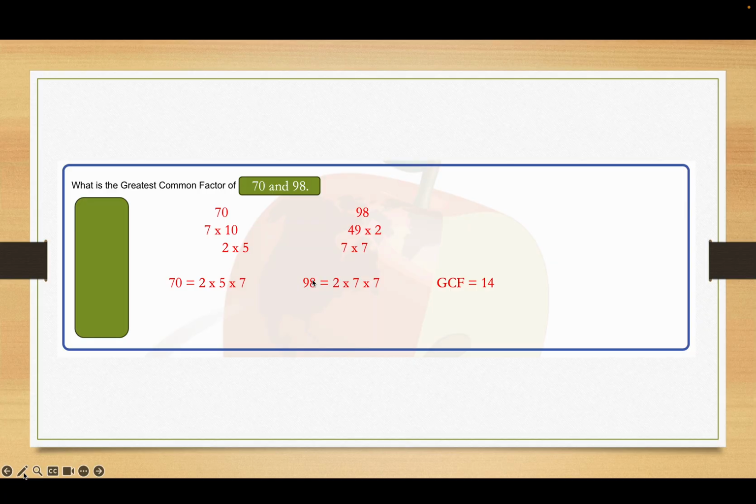98 breaks down to 49 times 2. 2 is prime, so we can leave that. 49 is 7 times 7. So the composite number 49 breaks down to the prime 7 times 7. And 98 is going to be 2 times 7 times 7. And what I want you to notice here is on both lists, there's a 2 and a 7. 2 times 7 is 14. That's your greatest common factor of 14. Of course, you could have looked at it and said, well, what's the biggest number that goes into both 70 and 98? And tried it a bunch and come up with 14.